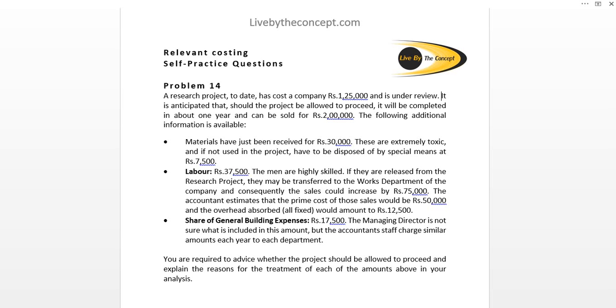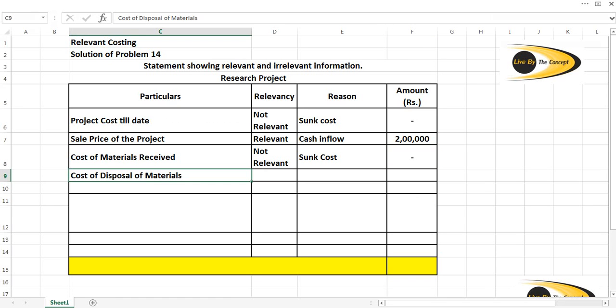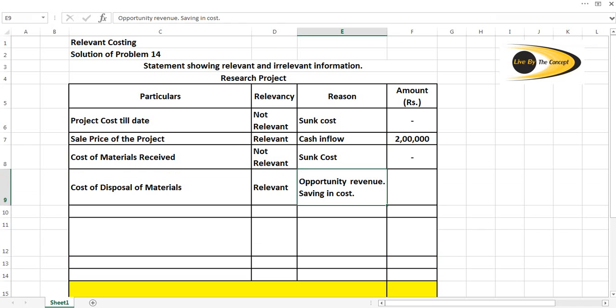So there is a saving in disposal cost. Saving in disposal cost is nothing but the opportunity revenue. Opportunity revenue is nothing but the relevant revenue, and this revenue is possible just because of the project. So let us just write down that part. We have the cost of disposal of the material. It is a relevant item. The reason is that it is the opportunity revenue, that is saving in cost, and the total amount comes to 7,500.